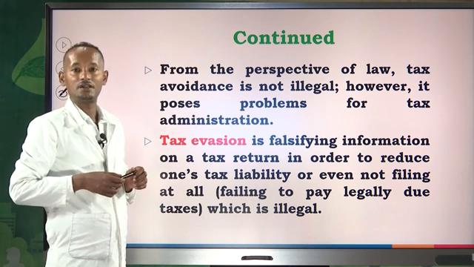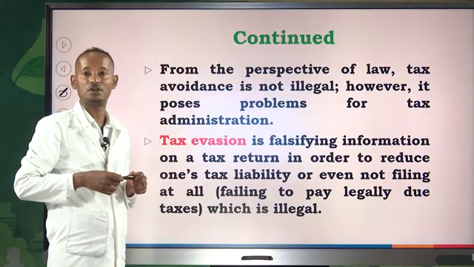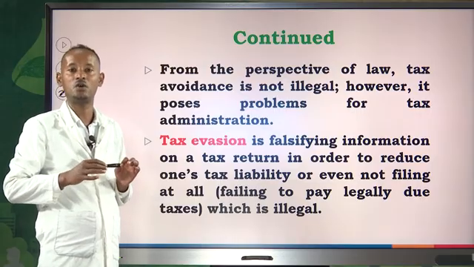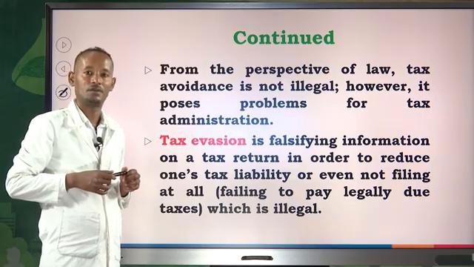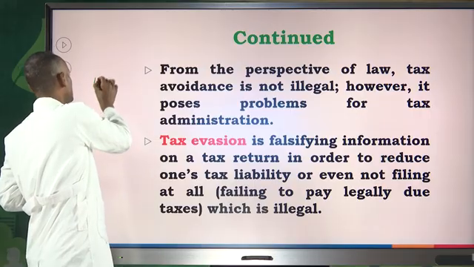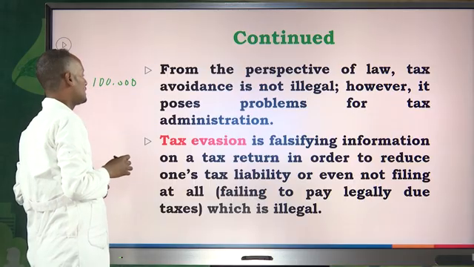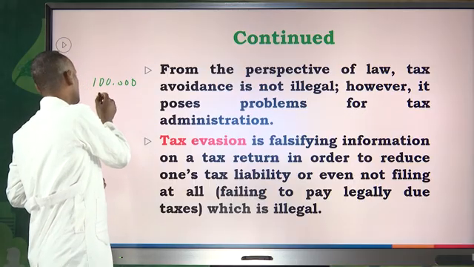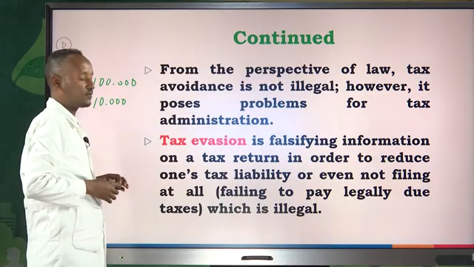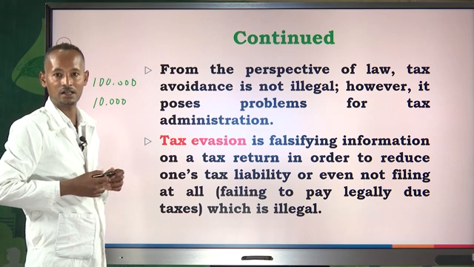Tax evasion is falsifying information on a tax return in order to reduce one's tax liability, or even not filing at all, not paying at all any type of tax. For example, if an individual whose annual transaction is 100,000 registered his annual transaction as only 10,000 in order to reduce the tax, this is falsifying the tax information. Hence, it is considered as tax evasion.